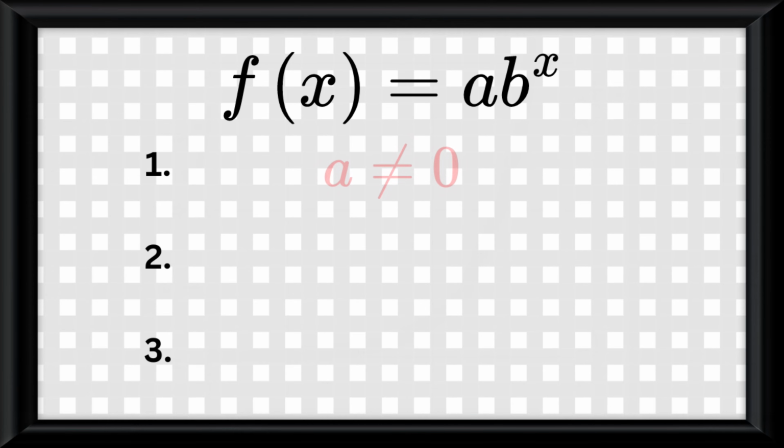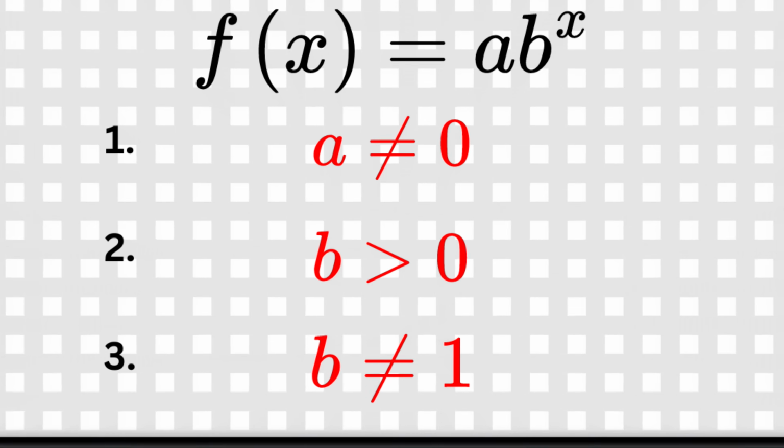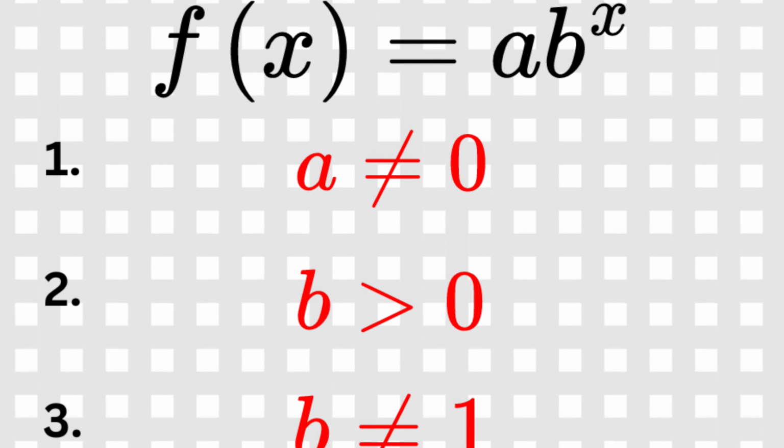There are 3 simple rules of an exponential function. First is that a can never equal 0. The second is that b must always be positive. And finally, b can never be 1. Other than those 3 things, you can do really whatever you'd like with the function.